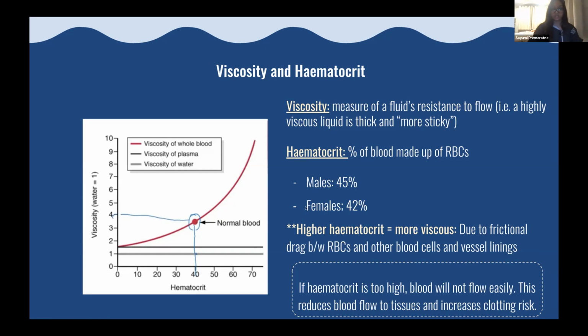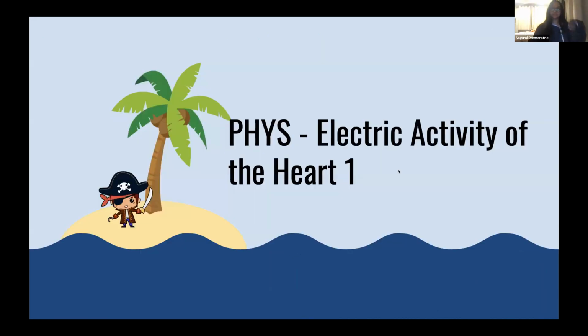So these are just the normal-ish values in males and females. Males have a slightly higher value, which means they have a slightly higher oxygen carrying capacity as well. And then, yeah, pretty much here. So a higher hematocrit is more viscous. And that has implications. If your hematocrit is too high, if your blood is too thick and sticky, it's not going to flow as easily. So that's going to decrease flow to tissues as well as increase your clotting risk.